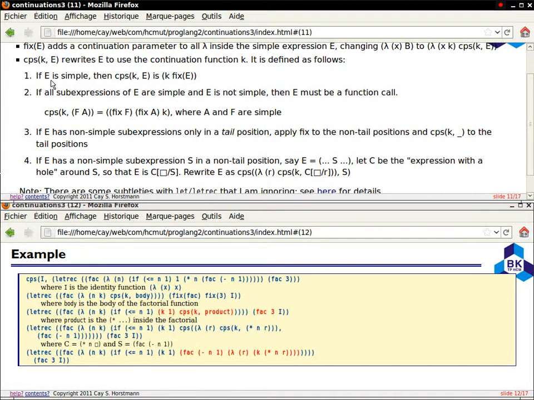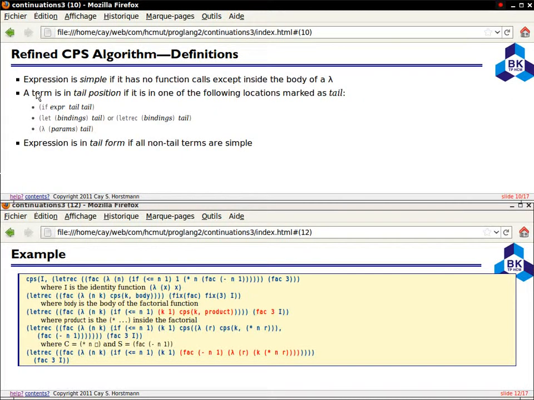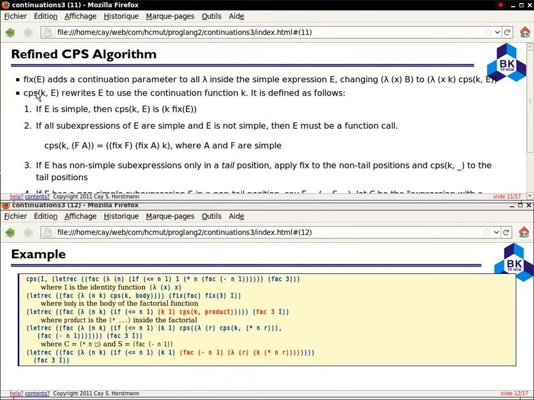So you are calling factorial of n inside. All right, simple if it has no function calls except inside the body of a lambda. Okay, I agree with you. It does have a function call that's not inside the body of a lambda, and that is here. Not simple. All right. Are all sub-expressions simple?